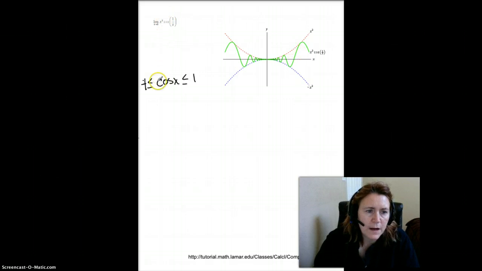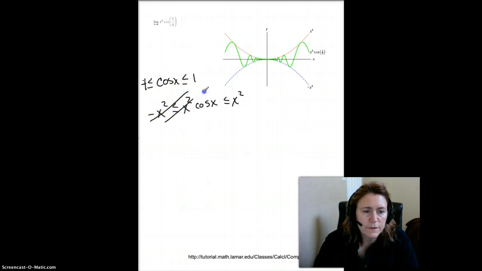So if I were to multiply this by x squared, which is positive, it would be negative x squared is less than or equal to x squared cosine x less than or equal to x squared. Did you catch the mistake I just made? I don't really care about cosine of x. I want cosine of 1 over x.